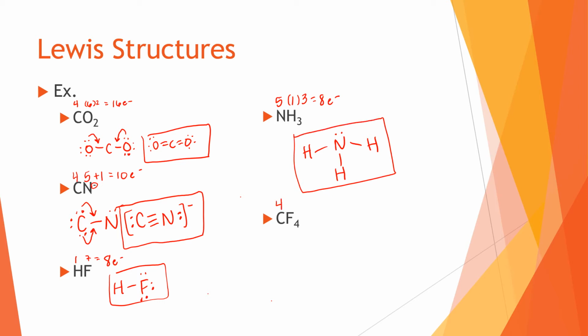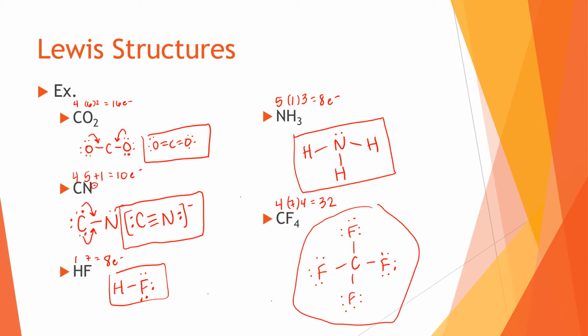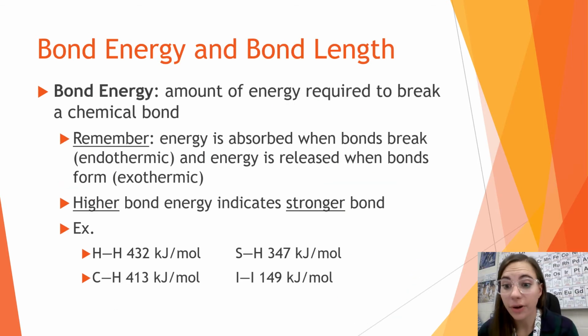Finally, carbon has 4, fluorine has 7, times 4, which is 28, plus 4 is 32. Carbon in the center, connect to all 4 fluorines. That's 8, 9, 10, 11, 12, 13, 14, 15, 16, 17, 18, 19, 20, 21, 22, 23, 24, 25, 26, 27, 28, 29, 30, 31, 32. Everybody has a full octet. We are finished. Whew.